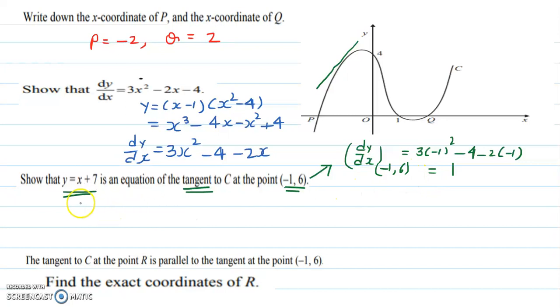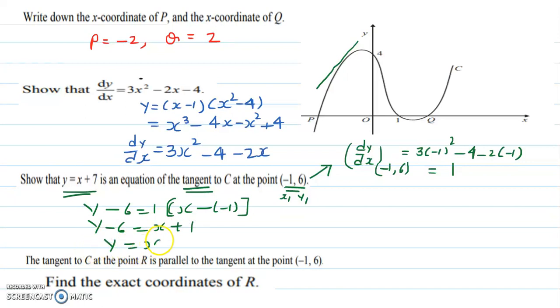So for the equation of the tangent, y minus y1, where y1 is 6 and x1 is minus 1. So this is our x1, y1. So y minus 6 equals 1 times (x minus minus 1). If you solve it, y minus 6 equals x plus 1, and we get y equals x plus 7. That is the equation of the tangent.